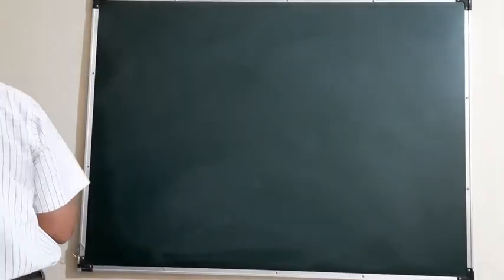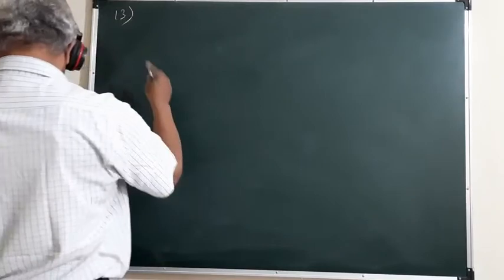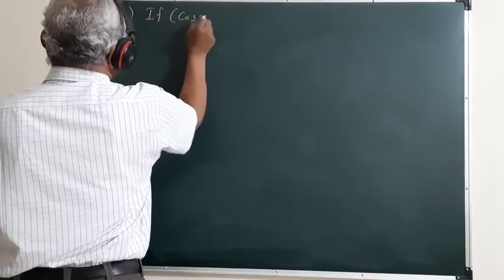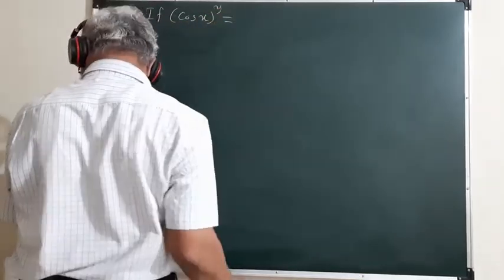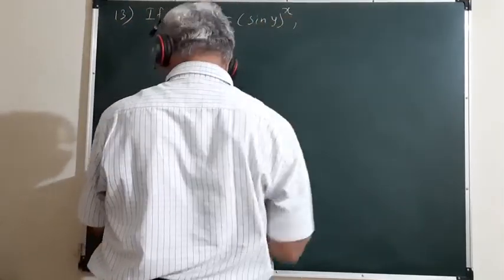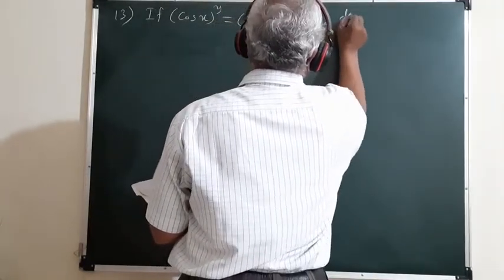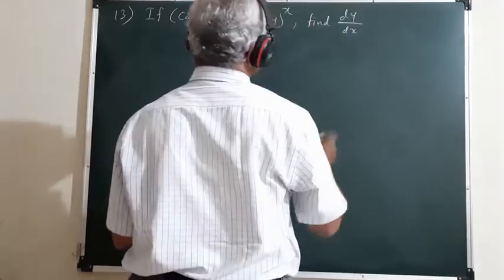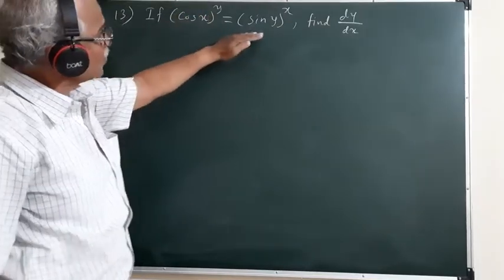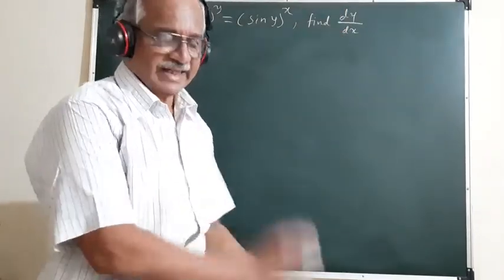Next problem is the 13th one. If cos x raised to y is equal to sin y raised to x, you are asked to find dy by dx. If we are given that cos x raised to y is equal to sin y raised to x, you are asked to obtain the expression for dy by dx.